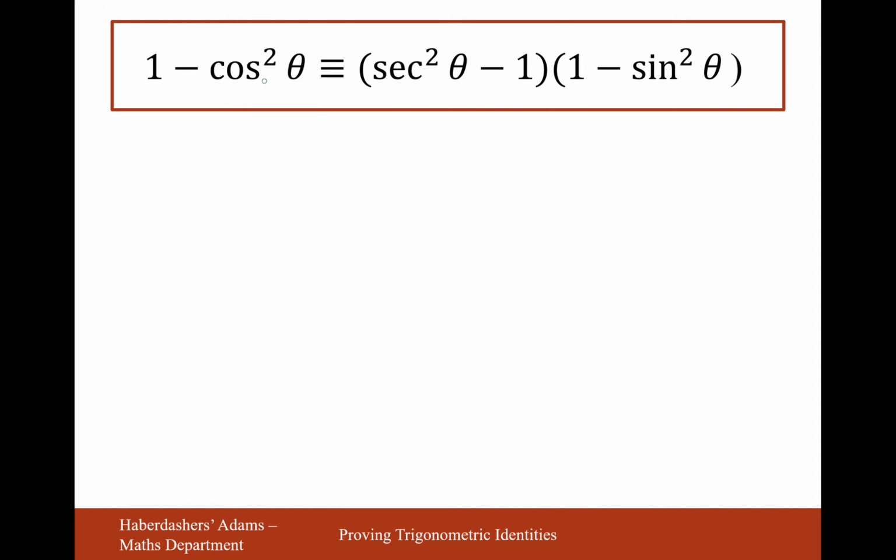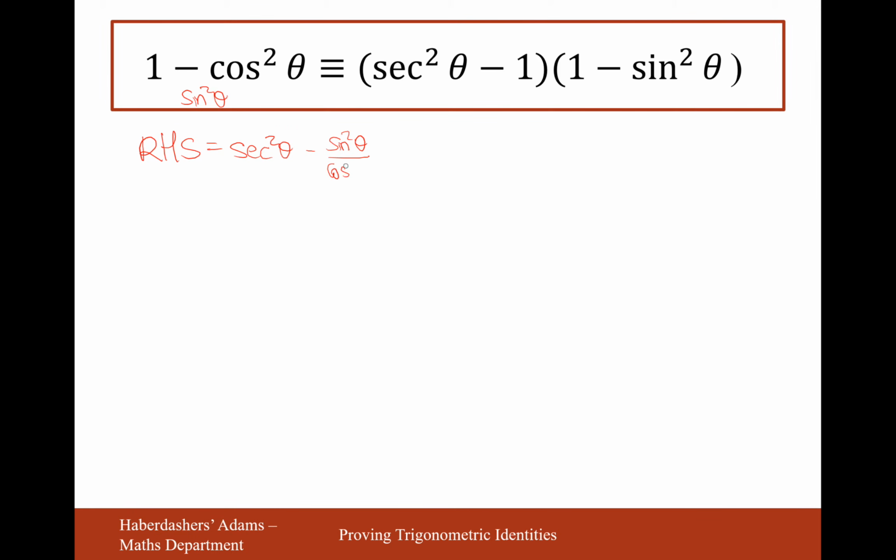Okay, so we have 1 minus cos squared theta. We know that 1 minus cos squared theta is basically the same as sine squared theta, so that's what we're heading towards. Let's actually, for a change, work on the right hand side first. So let's start by expanding the brackets. We're going to get sec squared x, then it's going to be sec squared times minus sine squared. So I'll write it out in terms of sines and coses.